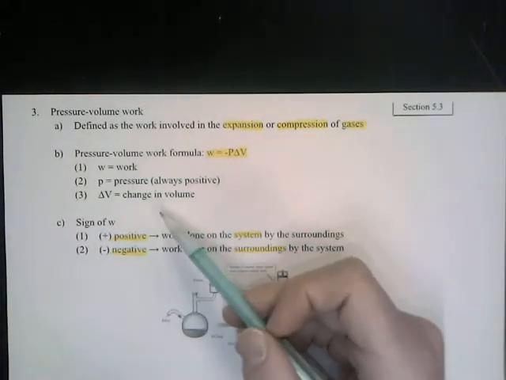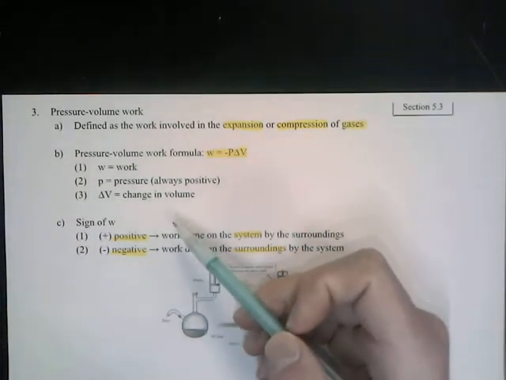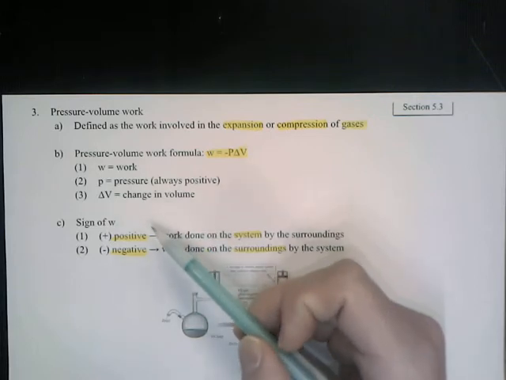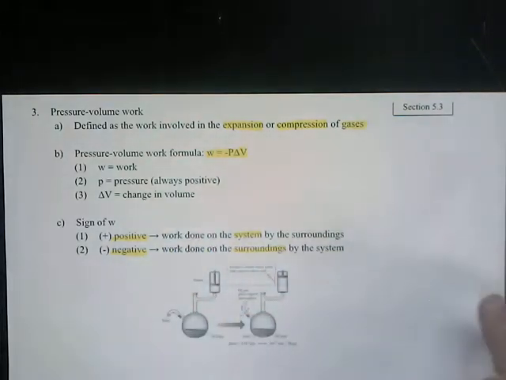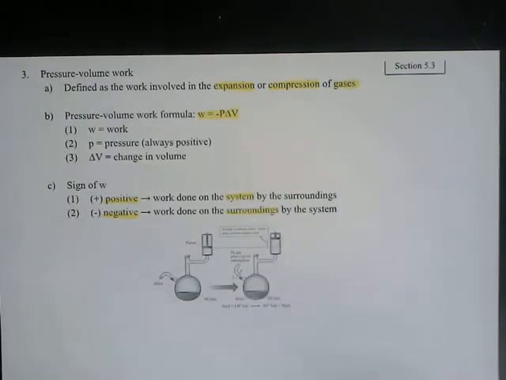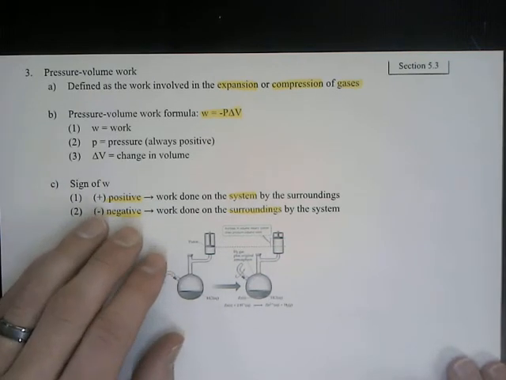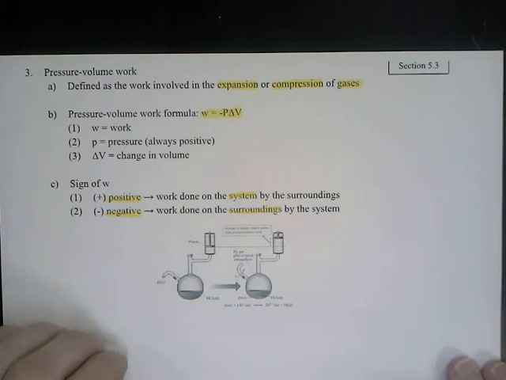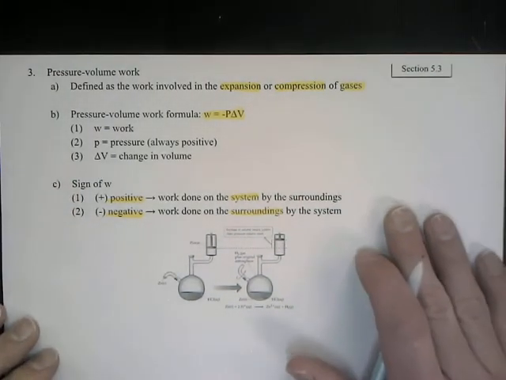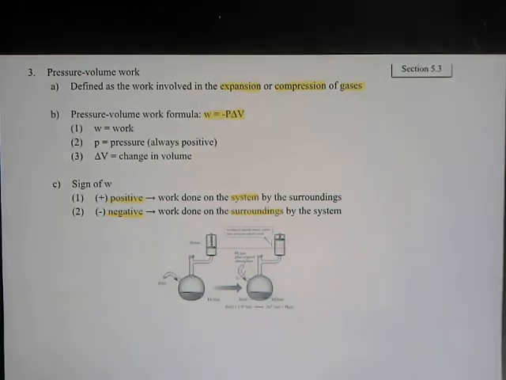Now, because you could have a greater volume or a lesser volume at the end, our sign of W can change. So if it's positive, the work is done on the system by the surroundings. But if it's negative, the work is done on the surroundings by the system. So remember, signs play an important role here in thermochemistry. And even though I went over this fairly quickly, this is something to review and to keep in the back of your mind as we go through this process.